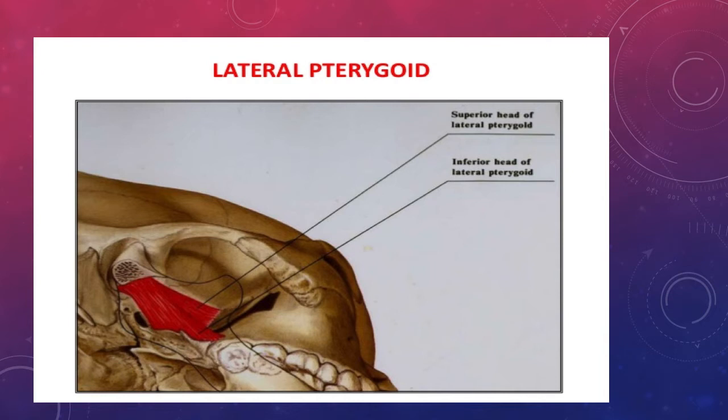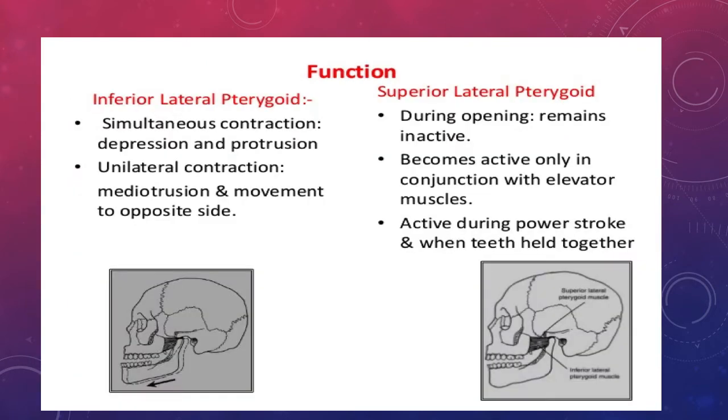You must know about the muscles, all named in Latin, and the main thing you must know about a muscle is its functions. Function of the inferior lateral pterygoid: simultaneous contraction causes depression and protrusion; unilateral contraction causes mediotrusion and movement to the opposite side. The superior lateral pterygoid remains inactive during opening and becomes active only in conjunction with elevator muscles, active during the power stroke and when the teeth are held together.